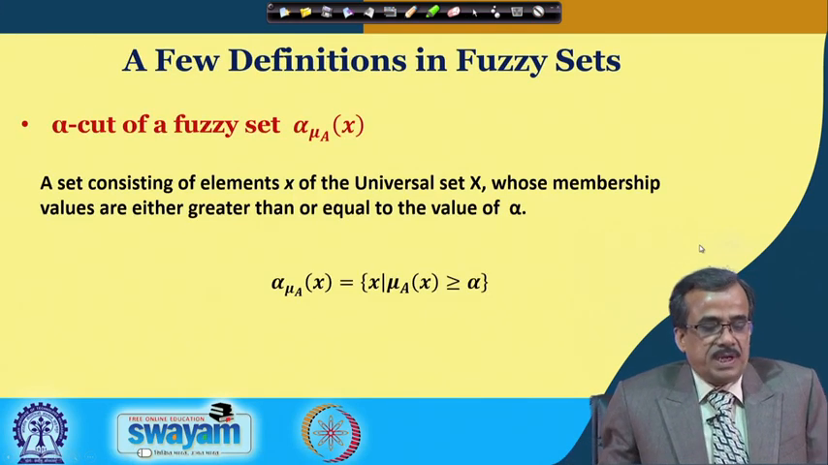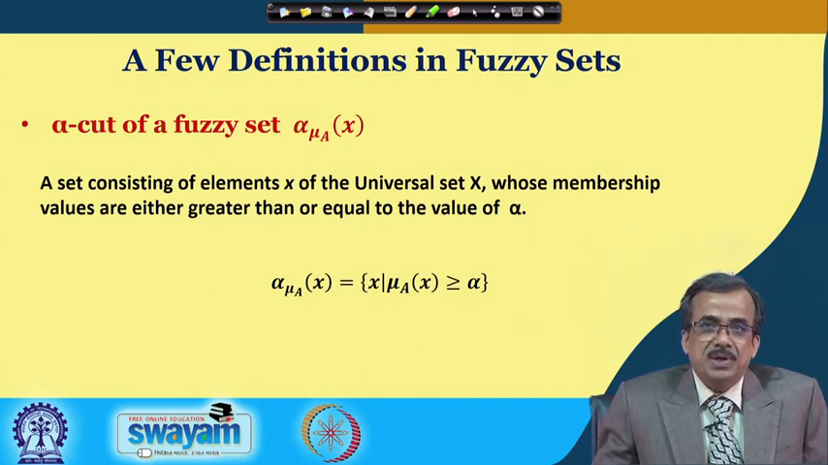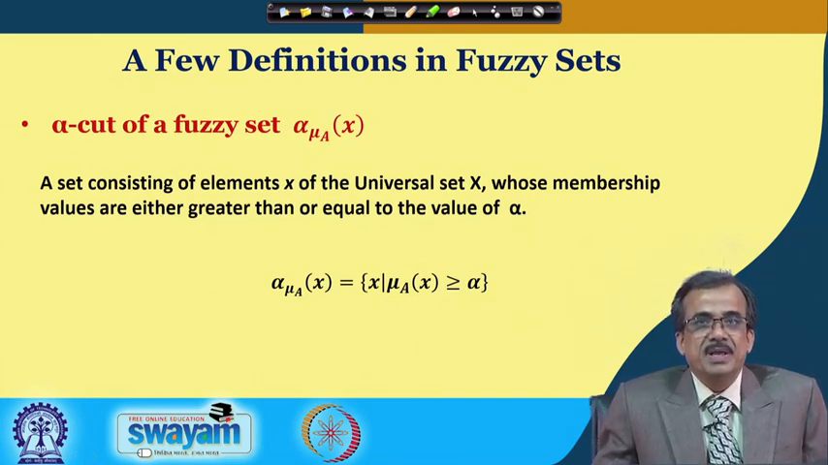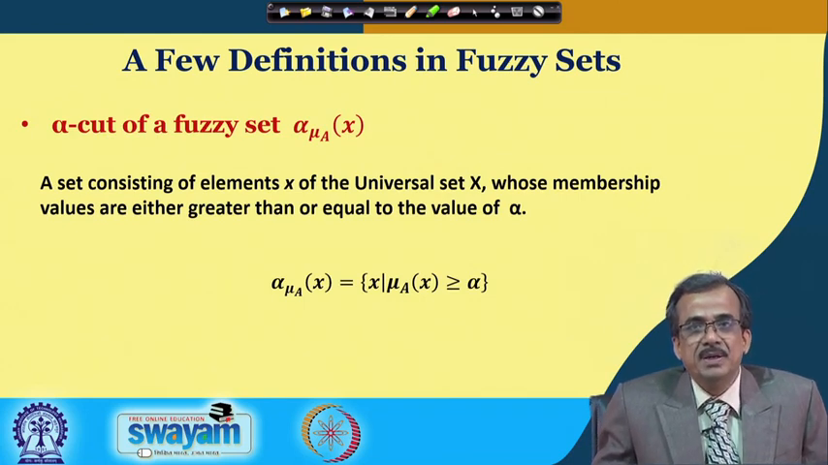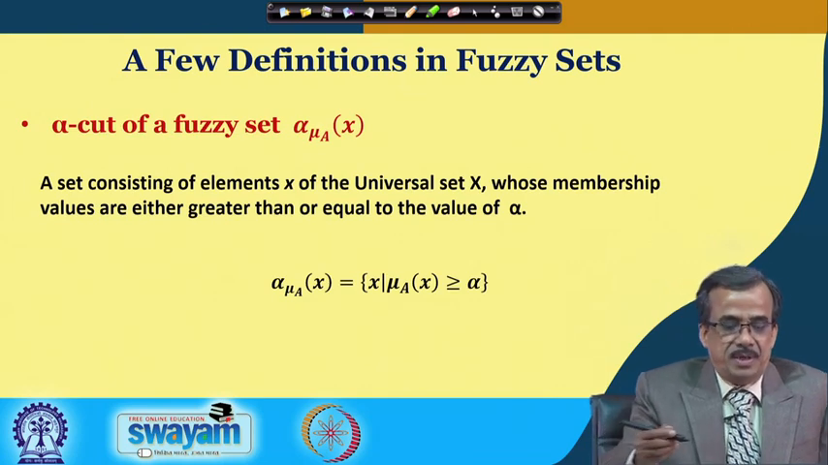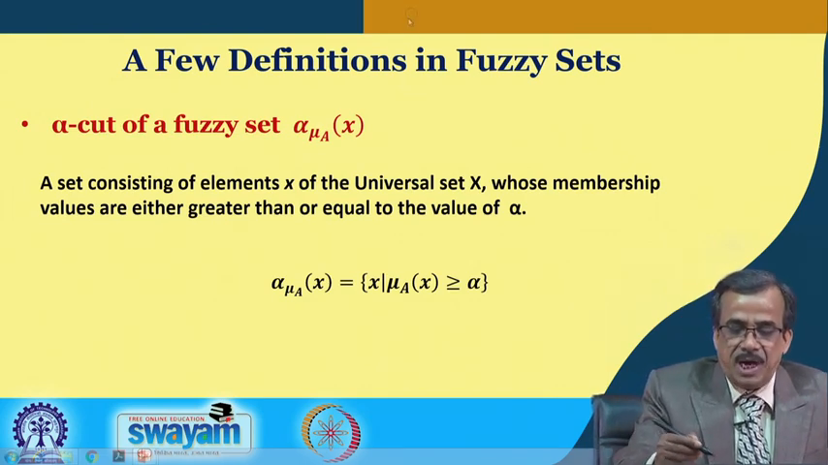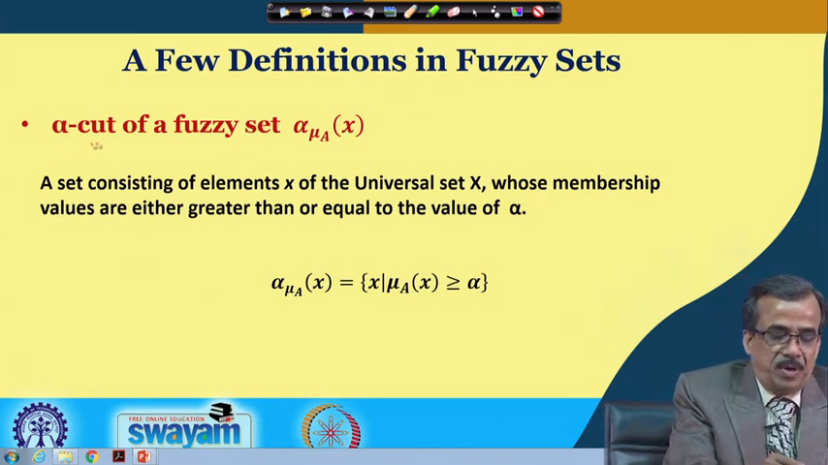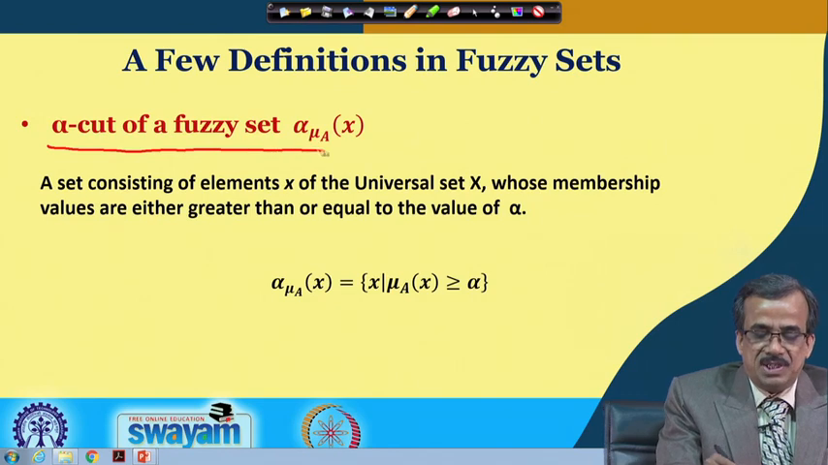Now, I am just going to concentrate on a few terms which are very frequently used in fuzzy sets, and I am just going to define those terms and solve a few numerical examples also. Now, the first term which I am going to define related to fuzzy sets is very popular, that is known as the alpha cut of a fuzzy set.